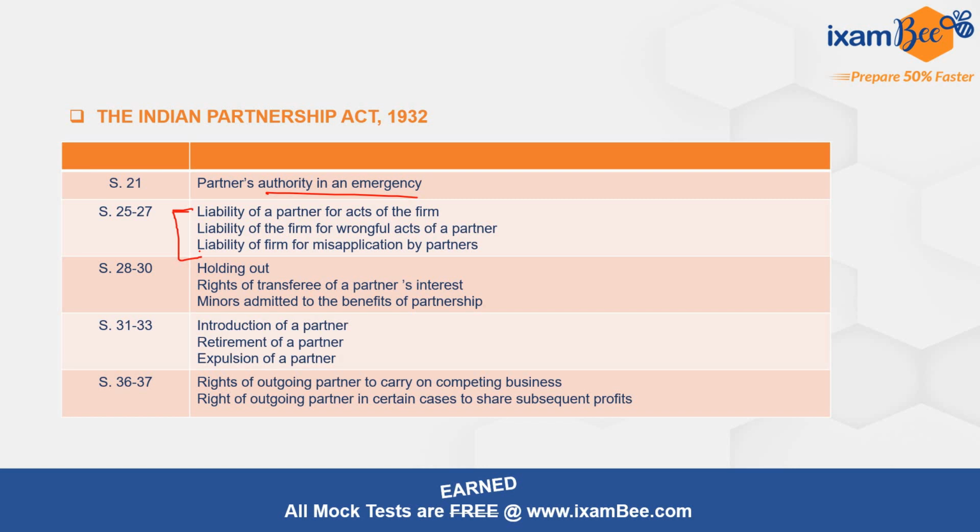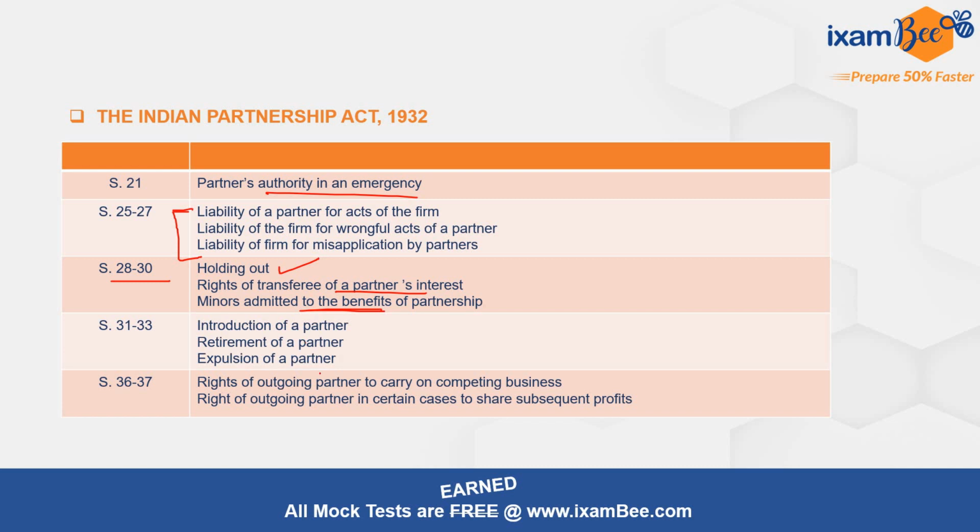What will be the liability of the partner for the acts of the firm, or the liability of the firm for any of the wrongful acts of the partner, and so on. So then Section 28 to 30 is talking about holding out, right of transferee of partners' interest, then minors admitted to the benefits of partnership. So whether the minor can be admitted or not admitted and what are the provisions with respect to that, they have been covered under Section 30, which is very important for you.